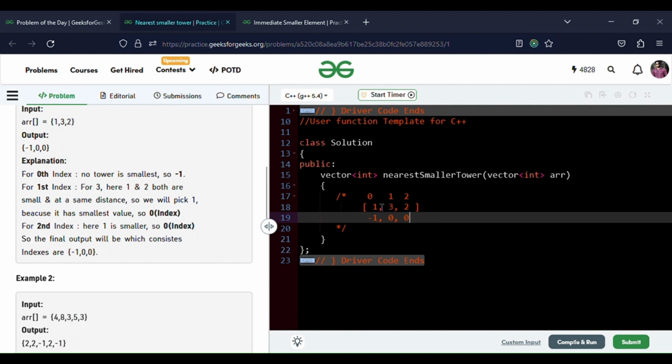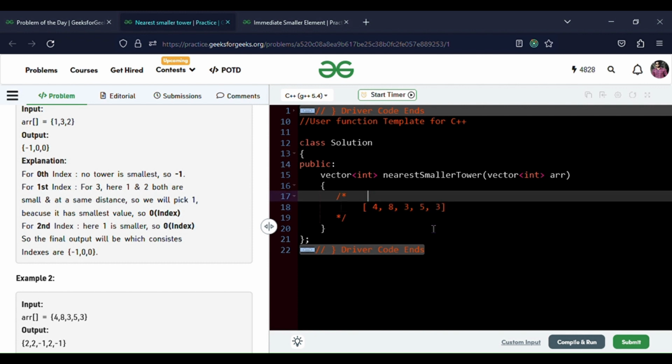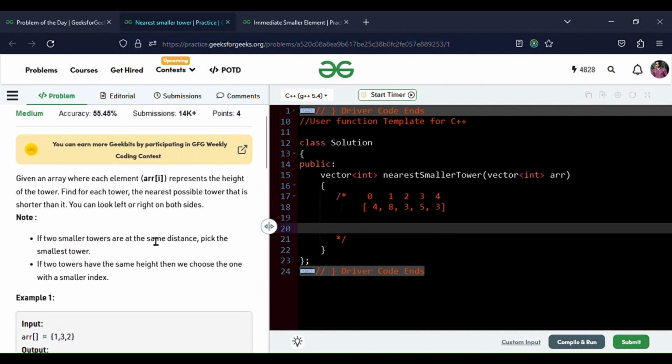Let us understand another test case. We have 4 8 3 5 3 and the indexes are 0, 1, 2, 3 and 4. Now there is one constraint also, that we have to find the nearest possible tower.